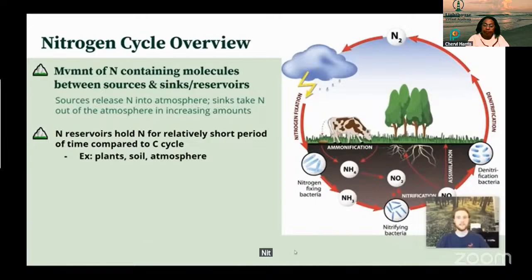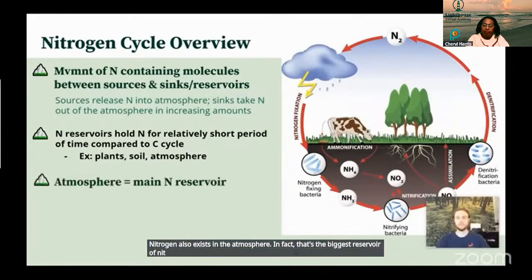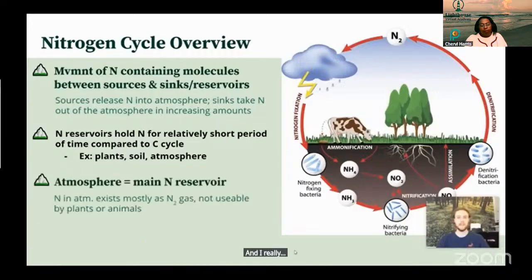Nitrogen also exists in the atmosphere. In fact, that's the biggest reservoir of nitrogen. About 78% of the atmosphere is made up of nitrogen, and a really large amount of it is in the form of N2 gas. Now, this is not a form that's usable by plants or animals.